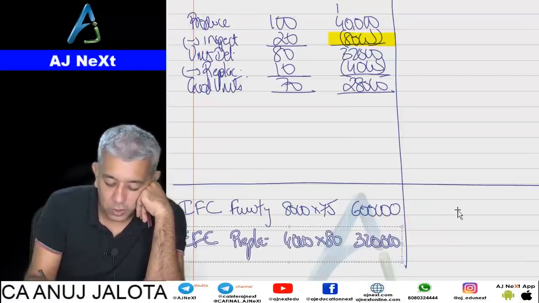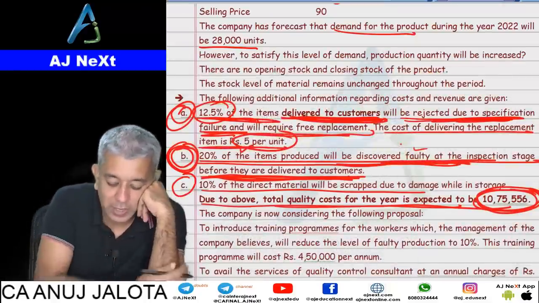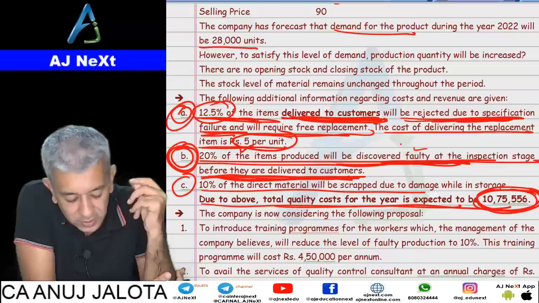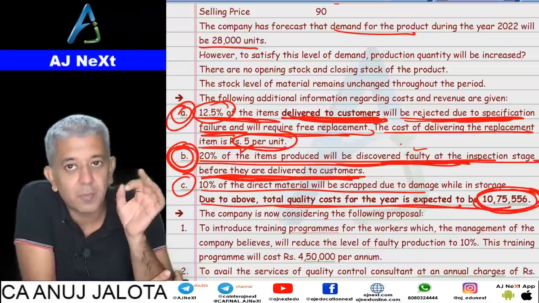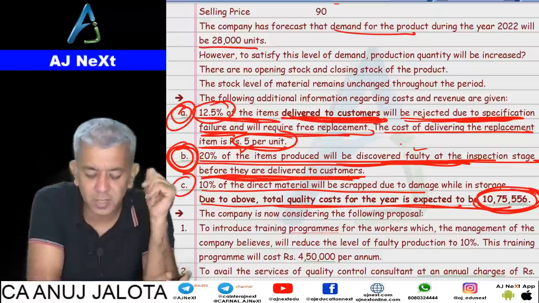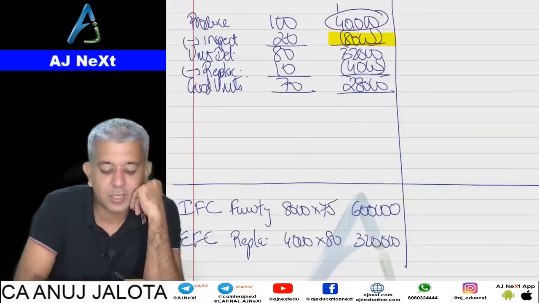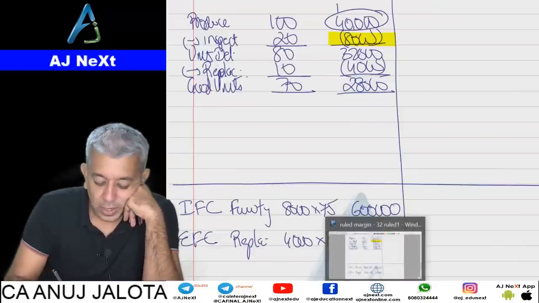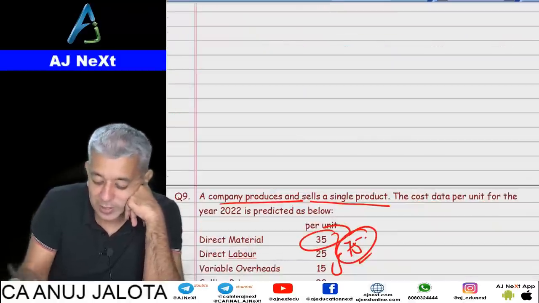तो इंटरनल फेलियर कॉस्ट हो गया, एक्सटर्नल फेलियर कॉस्ट हो गया. लेकिन यहाँ पे एक और चीज था जो अभी तक बात नहीं किया. 10% ऑफ द डायरेक्ट मटेरियल विल बी स्क्रैप ड्यू टू डैमेज वाइल इन स्टोरेज. तो कैन वी से अगर आप लोग 100 यूनिट्स खरीदो, 10 फॉल्टी हो जाते हैं, तो 90 तो तुम्हारी प्रोडक्शन के अंदर जाएगा. आप लोग प्रोडक्शन कितना करेगा, 40,000. अभी हर यूनिट बनाने के लिए तुम्हारा जो मटेरियल कॉस्ट लगता है वो 35 है.